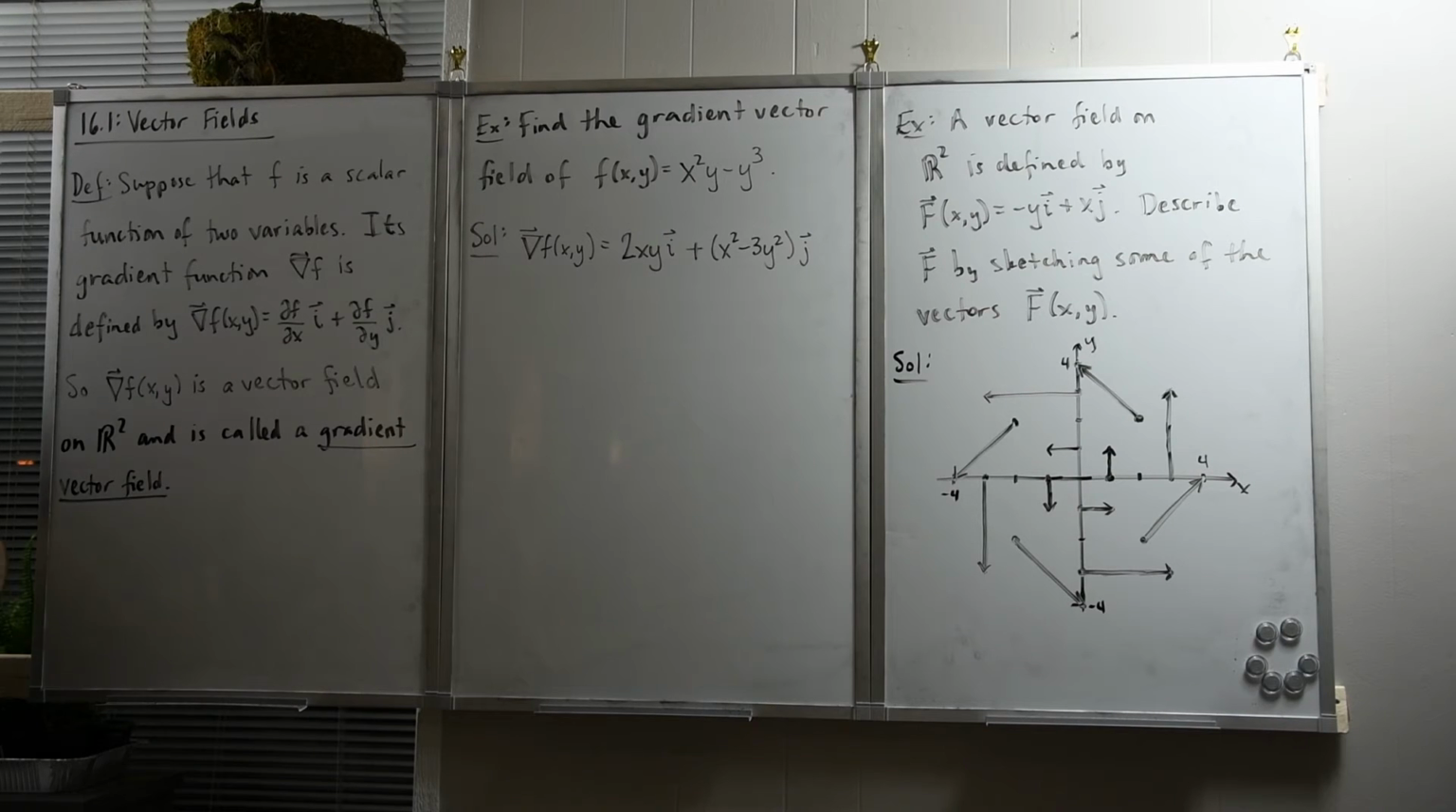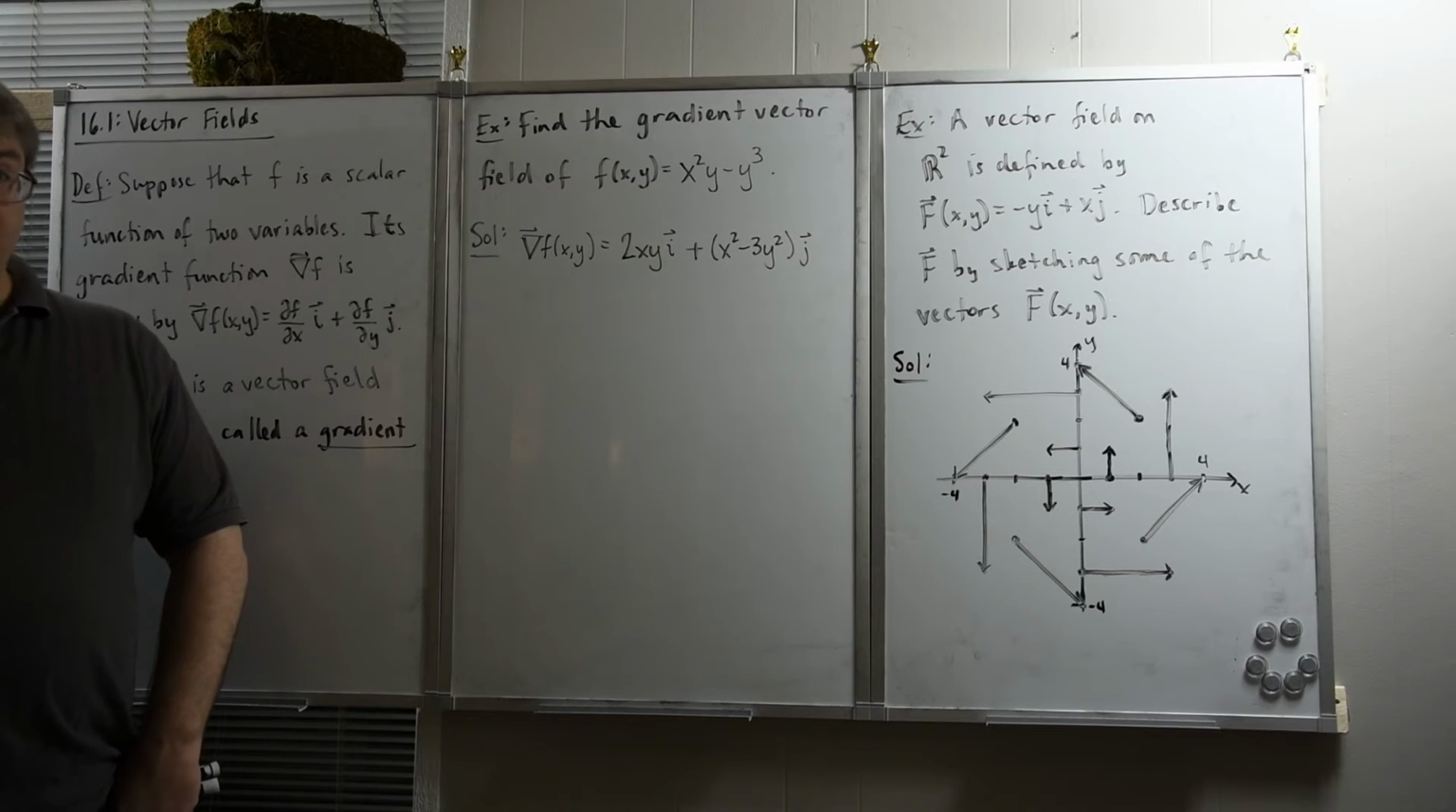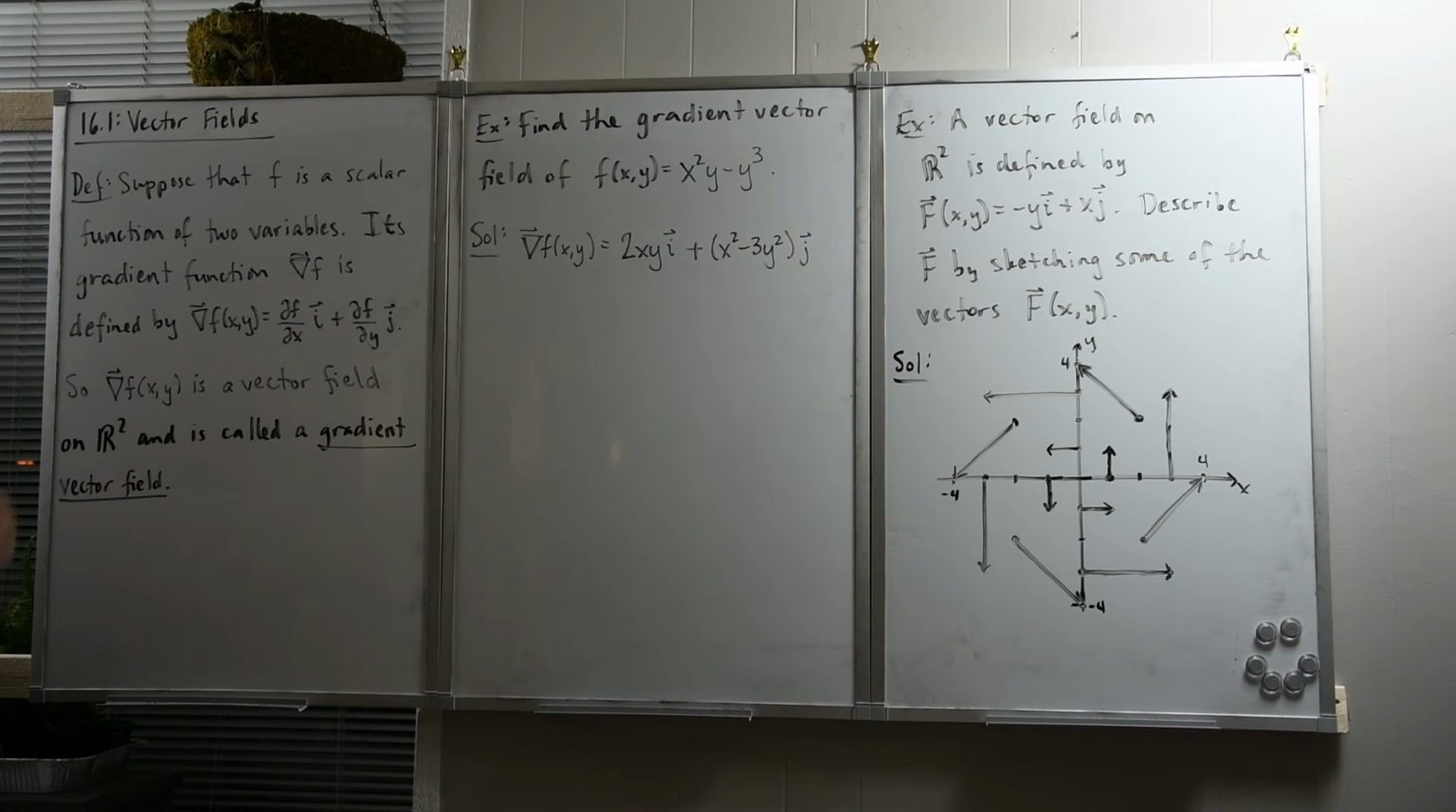Now, I'm not going to draw this, but if we were to take a look at drawing this vector field together with a contour map, and draw it together with its level curves, then what we would find is that the gradient vectors are perpendicular to the level curves. And these gradient vectors are going to be longer if the level curves are closer together, and shorter if the level curves are further apart.